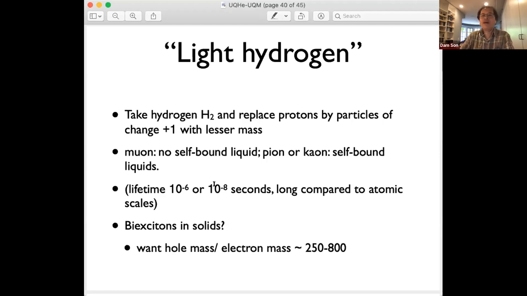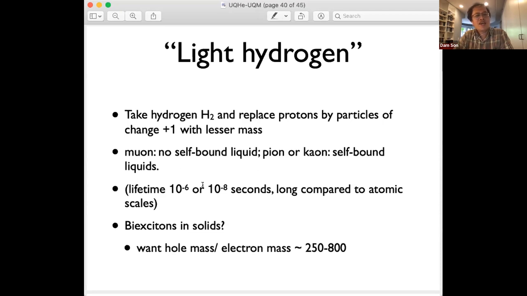The lifetime of pions and kaons is even shorter, about 10⁻⁸ seconds. But these lifetimes are still large compared to, for example, any atomic timescale. So in principle, one can imagine a droplet of kaons and electrons, for example, living for a short time.